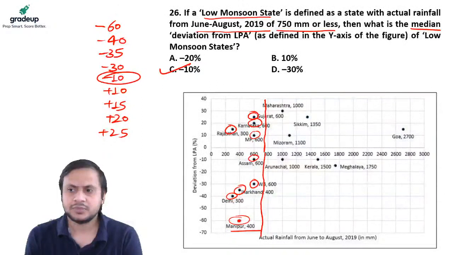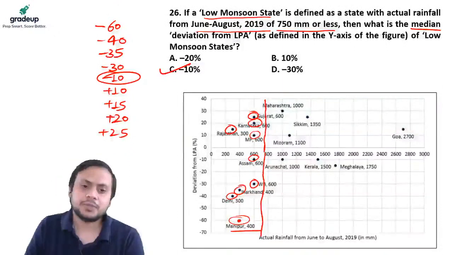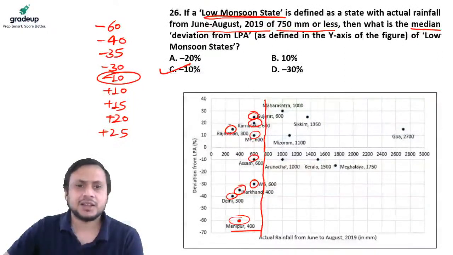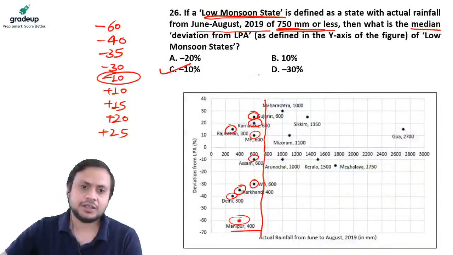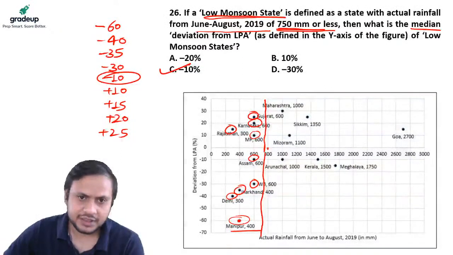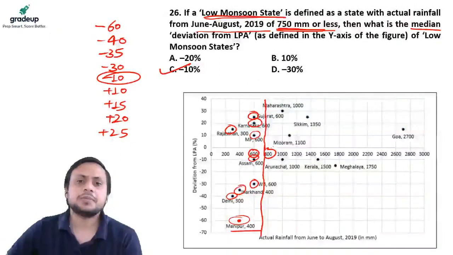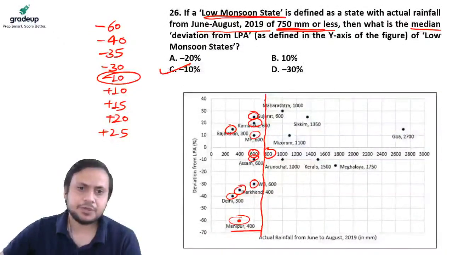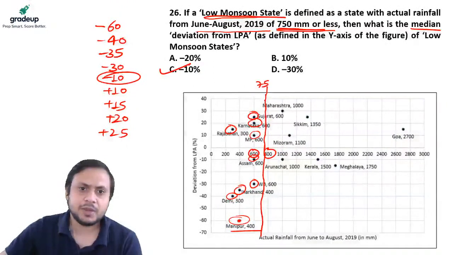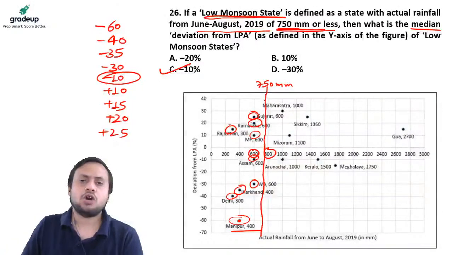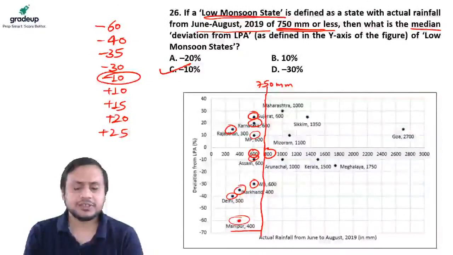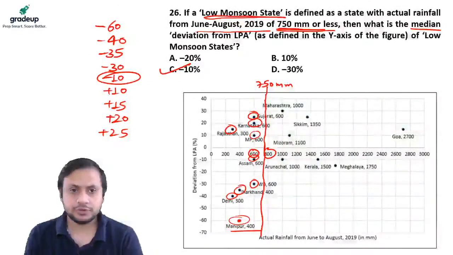Yes, Adi, of course you can. See, Manudeep, what they were saying: low monsoon states are those where the actual rainfall is 750 mm or less. Basically what I did, this is 800, this is 600, so something slightly lower than 800. I drew a hypothetical line at the 750 mm level. All the states that lie to the left side of this line are considered low monsoon states.